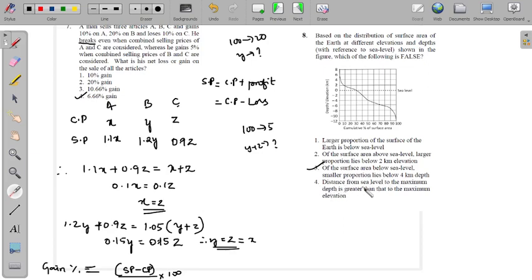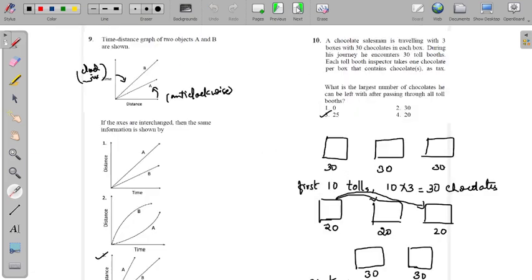Last option: distance from sea level to the maximum depth is greater than that to the maximum elevation. Maximum depth is 12, which is greater than that to the maximum elevation. Maximum elevation is 8. It is very, very clear. Hence, it is true. So the fourth option is also true. Therefore, the only false option is the third option.